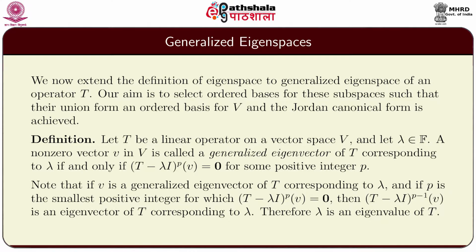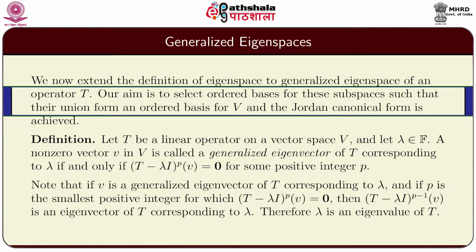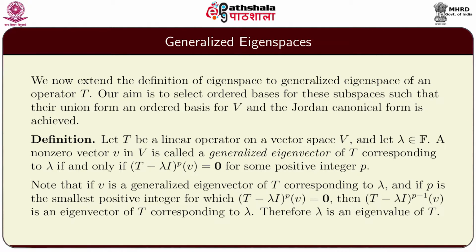We now extend the definition of eigenspace to generalized eigenspace of an operator T, and our aim is to select ordered bases for these generalized eigenspaces, which are subspaces, such that their union forms an ordered basis for V and the Jordan canonical form is achieved.